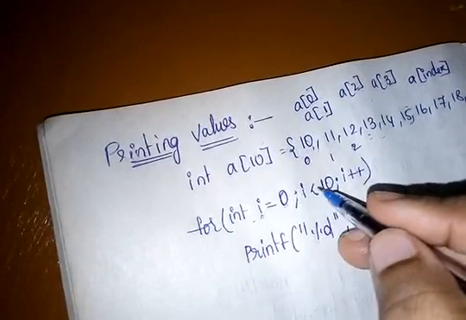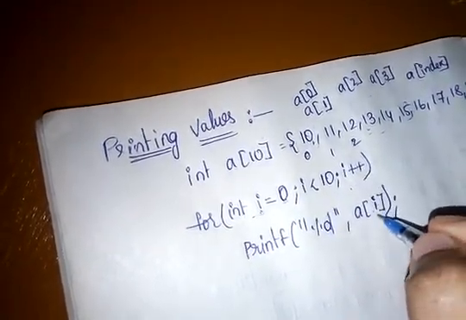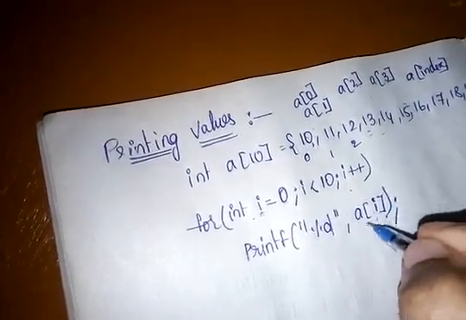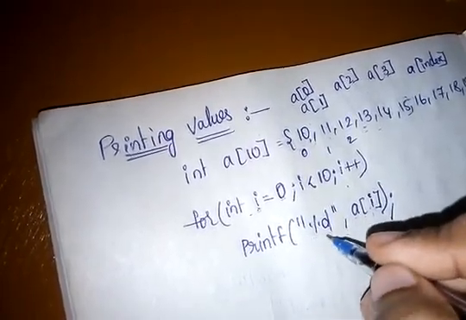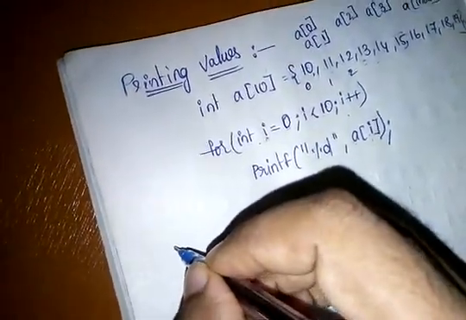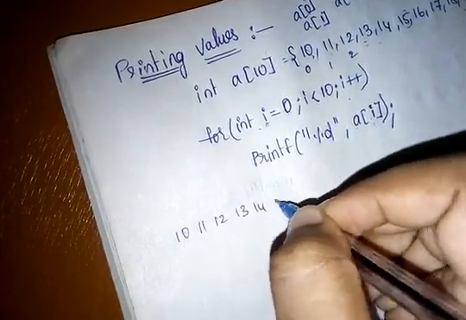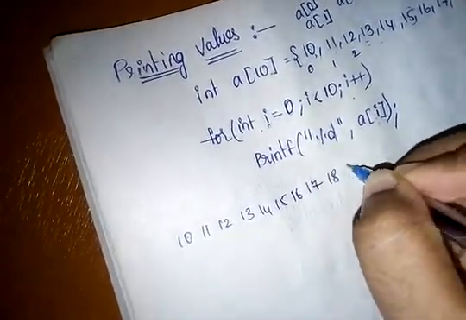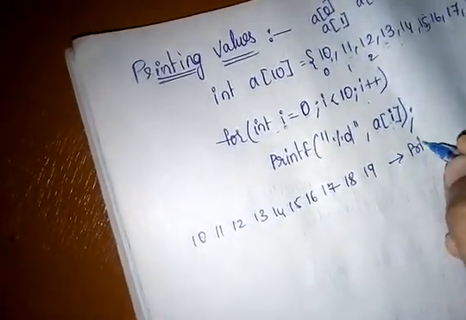In the second iteration, when i++ is done, 0 plus 1 is 1. Now the value of i is 1 and the 1 is substituted here. So a[1], the value of a[1] is 11, and that will be printed in the place of %d. So finally your output will be 10, 11, 12, 13, 14, 15, 16, 17. Likewise, all the elements of an array can be printed.